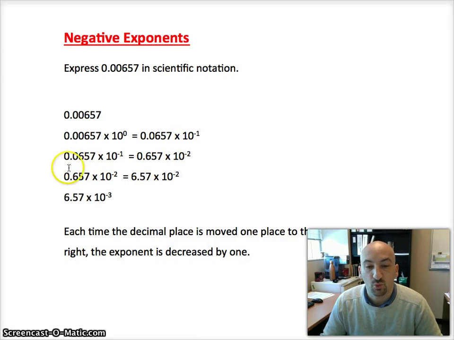If we move the decimal one more place to the right, the exponent decreases by 1 to negative 2. We can do this a third time, and we get 0.657 times 10 to the minus second. Moving that decimal forward one more spot leaves us with 6.57 times 10 to the minus 3. So each time the decimal is moved one place to the right, the exponent is decreased by 1.